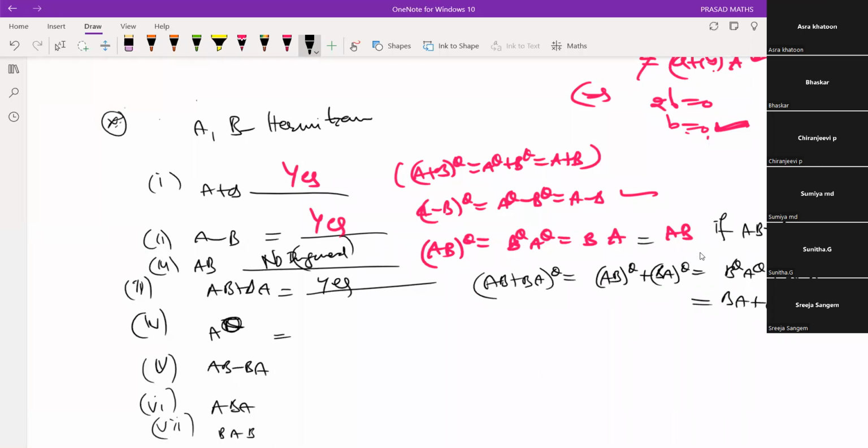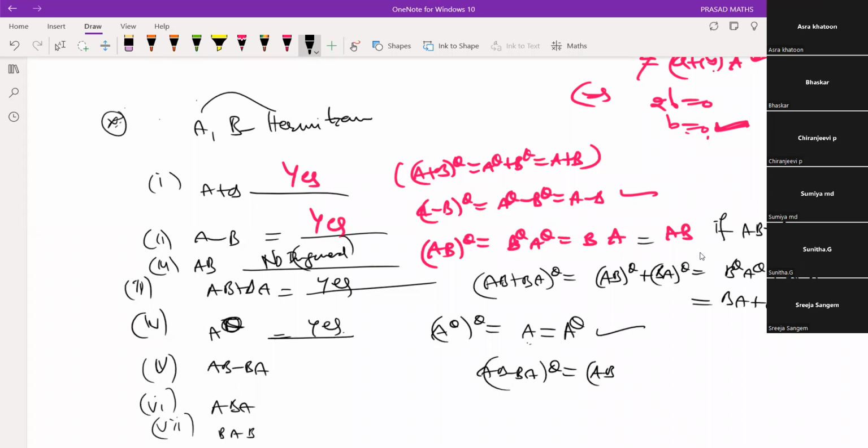Next, (A^θ)^θ is equal to what? A itself, right? But A is Hermitian, therefore this is A^θ. Therefore A^θ is always Hermitian. (A^θ)^θ is equal to A, but A is Hermitian, therefore A^θ is equal to A itself. Therefore it is Hermitian.